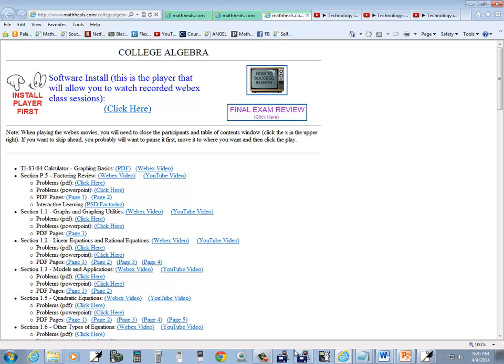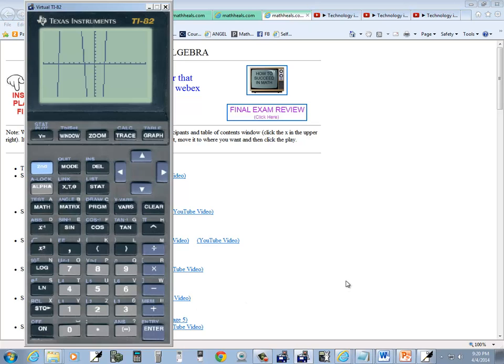This was Polynomial Inequalities using a TI-82 graphing calculator.